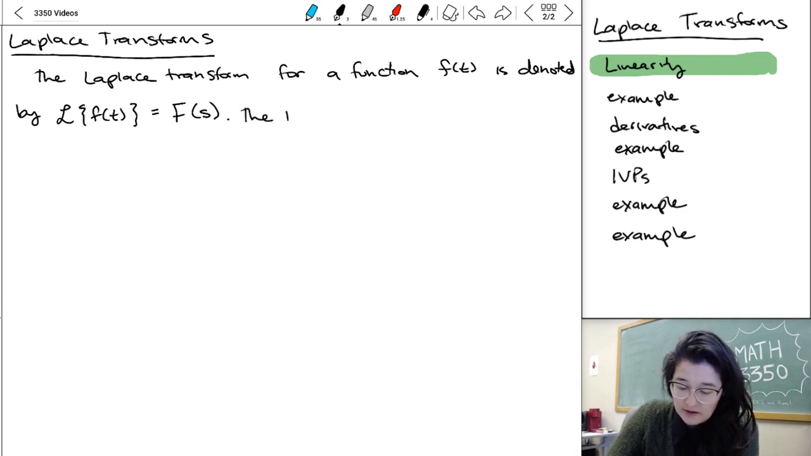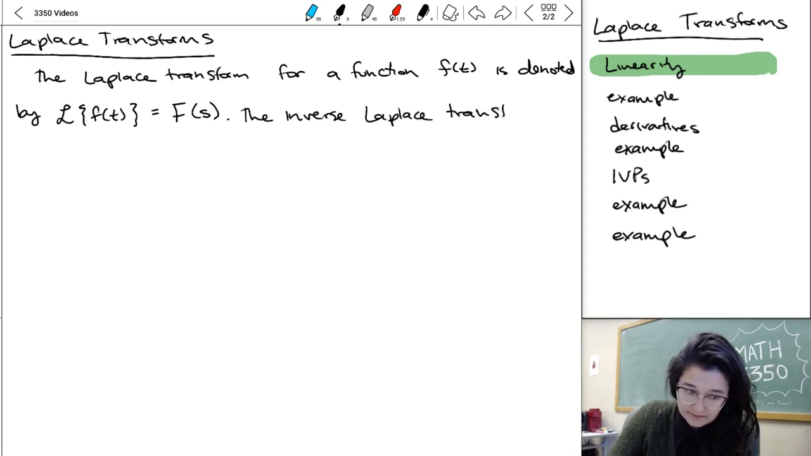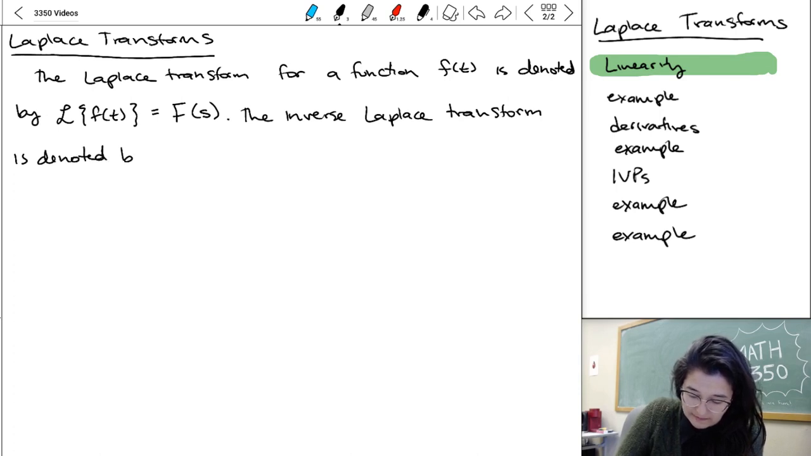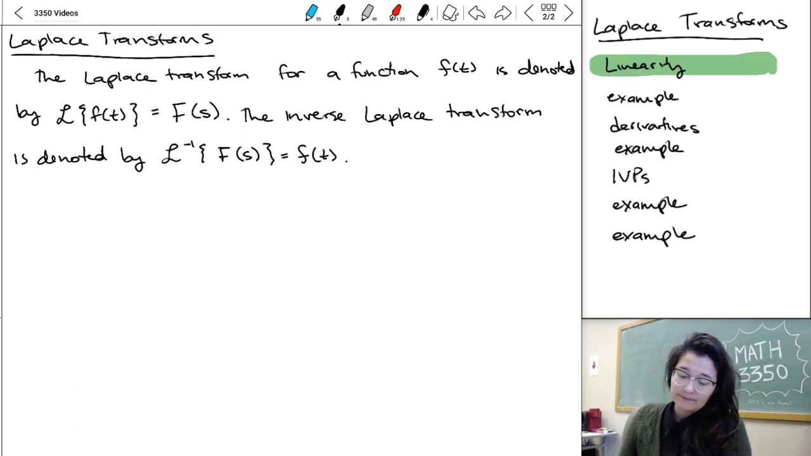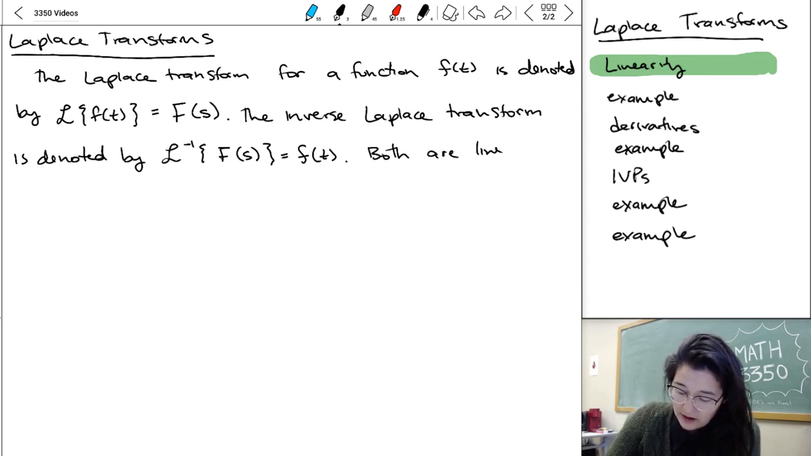Then to undo this, we have the inverse Laplace transform, which is denoted by L with a little inverse sign. And it's going to be applied to those capital F's that already live in Laplace transform space. We just want to undo the Laplace transform, and it takes us back to little f of t. So we'll be seeing a lot of these Laplace and inverse Laplace operations. What's important to know about them is that both are linear operations.